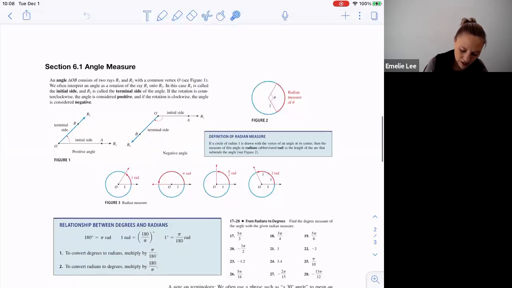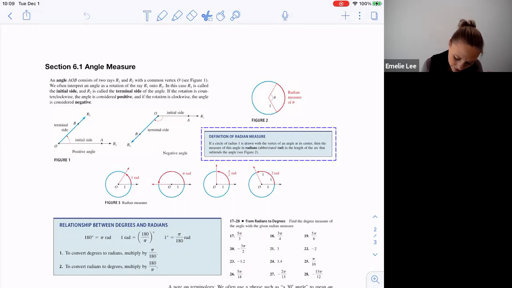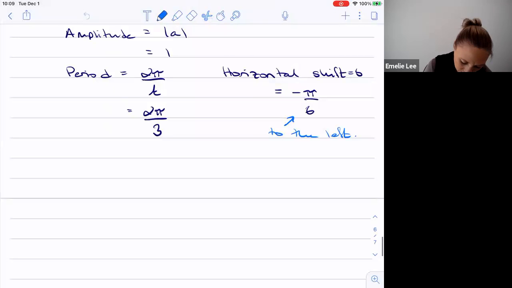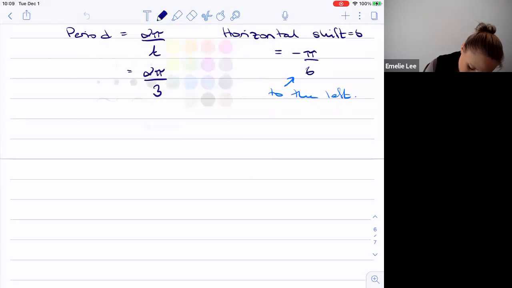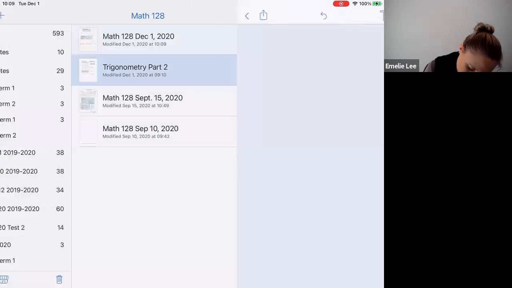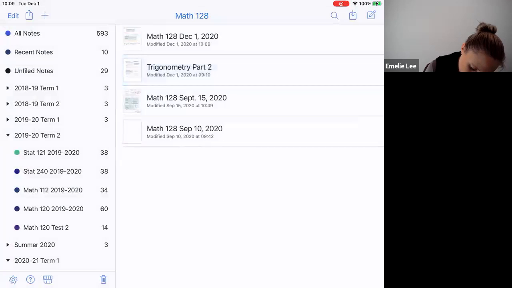So we need to start by talking about radians. So we've already talked about radians in terms of on our calculator, we have to be in radian mode. Okay, fine. We didn't really know why. But I'll bring this in and on a new page, I'll start. So 6.1, what was it called? Angle measure.